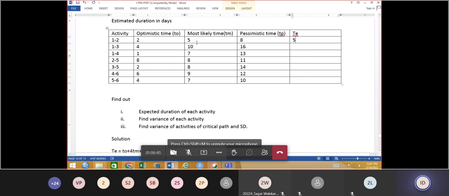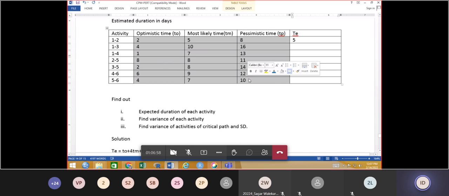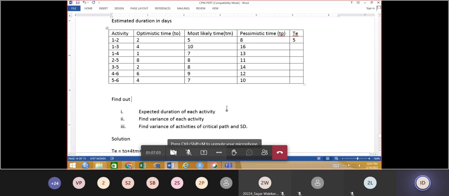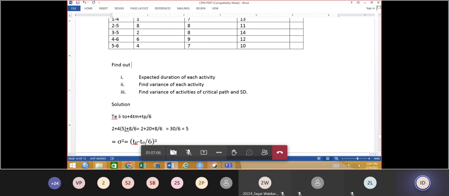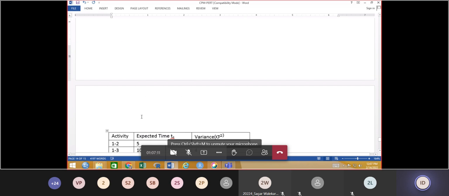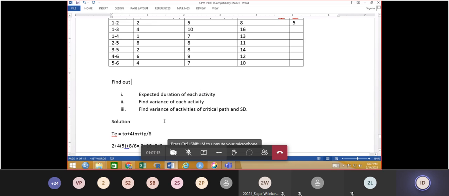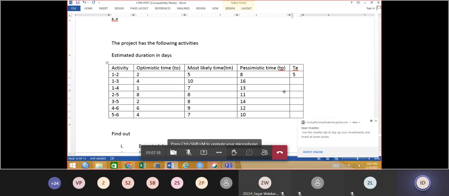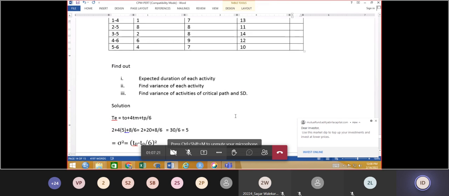TO plus 4 TM plus TP divided by 6. Simply put these values into the formula and work out. Come on, do it fast and tell me the final answer. Here I have shown one example. Next, tell me, anyone? Work out this now. Put into the formula, very simple.